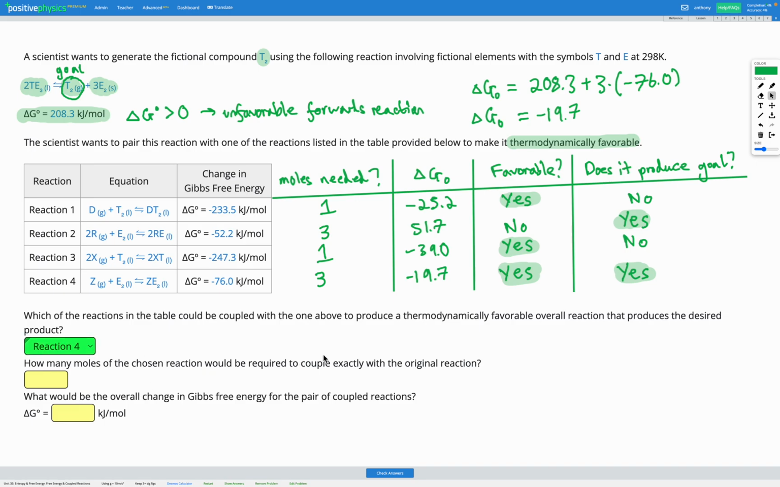How many moles of the reaction would we need to couple exactly with the original? We would need 3 moles. And what would the overall change in Gibbs free energy be for the pair of coupled reactions? It would be negative 19.7.